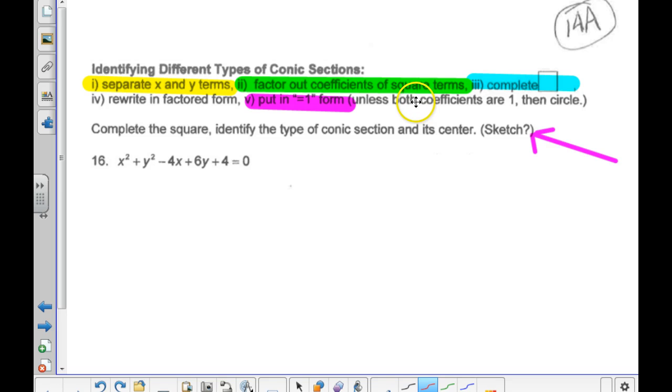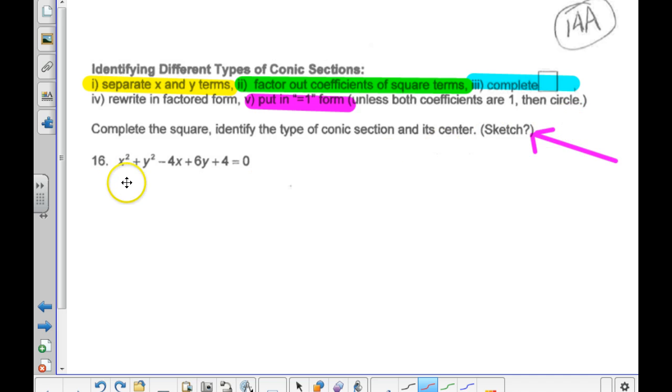There needs to be a positive 1 in front of the squared term when you go to complete the square. Then you're going to complete the square, remembering to distribute. That'll make more sense in a minute. And when you're all done, you want to put it in y equals form unless both of the coefficients are already 1, in which case it's a circle. All right, let's try completing the square.